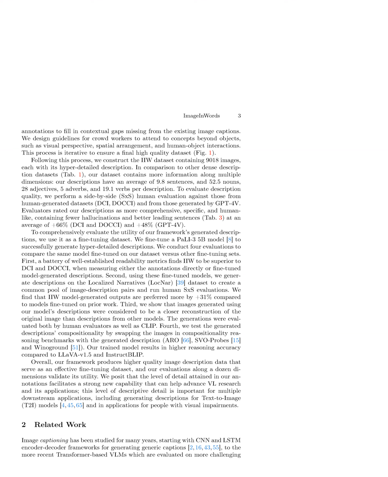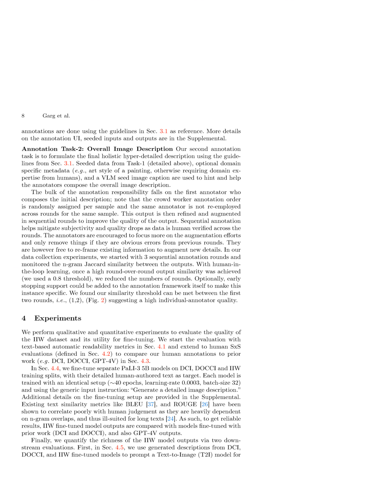The quality of the descriptions was evaluated through a side-by-side SXS human evaluation against human-generated datasets, DCI, DOCCI, and GPT-4V, where IIW descriptions were rated as more comprehensive, specific, human-like, containing fewer hallucinations and having better leading sentences. Additionally, the utility of the IIW framework was assessed by fine-tuning a PaLI-3 5B model on the dataset and conducting 4 evaluations to compare it against other fine-tuning sets, showcasing superior readability metrics, preference in human SXS evaluations, and higher reasoning accuracy in compositional reasoning benchmarks.